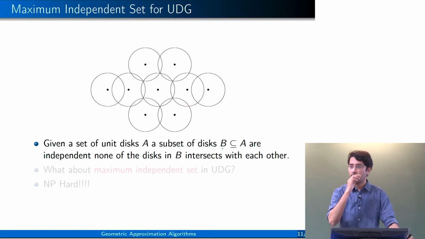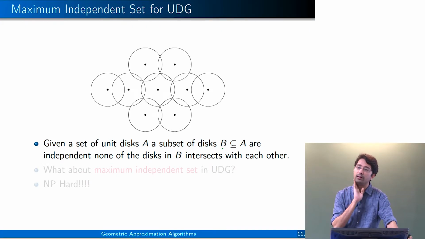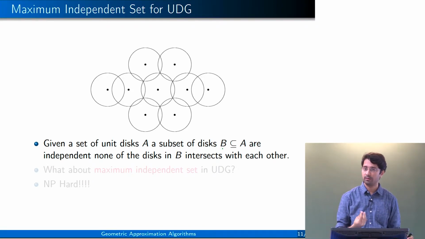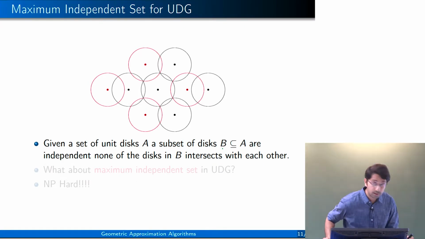Okay, so our objective is to find the maximum independent set. That is, a maximum number of disks which are pairwise disjoint. So, if this is my set of disks, this is one of the maximum independent sets of disks, the red ones. Is the red color visible?